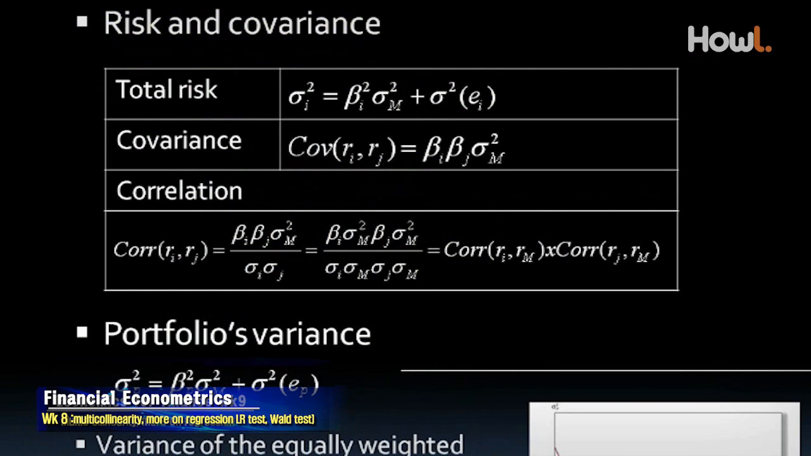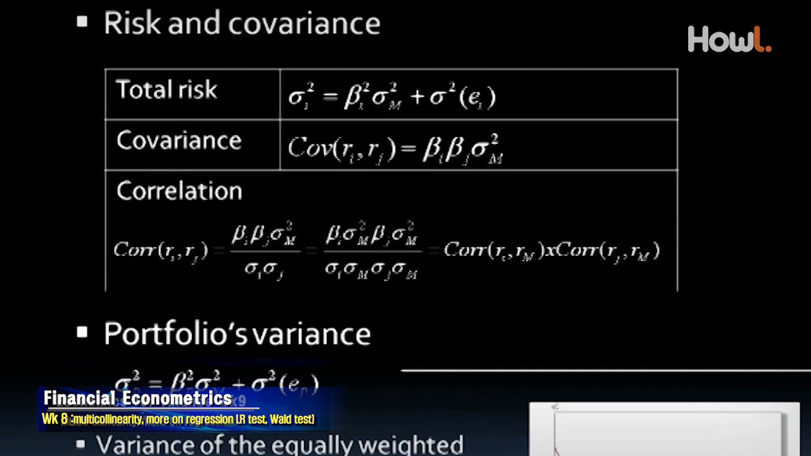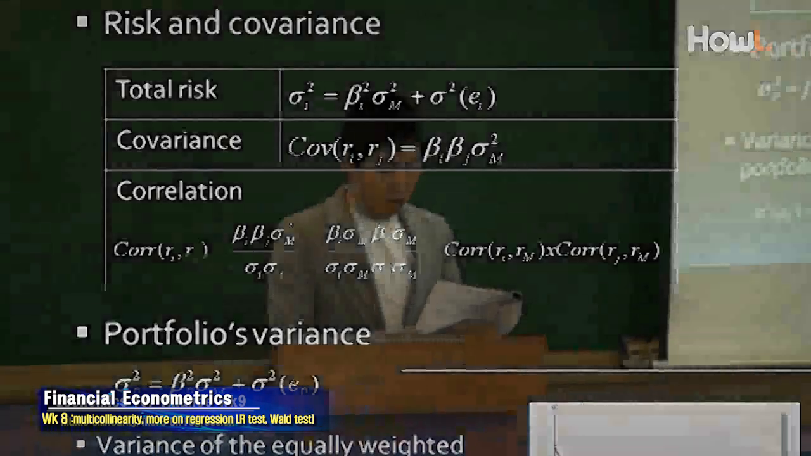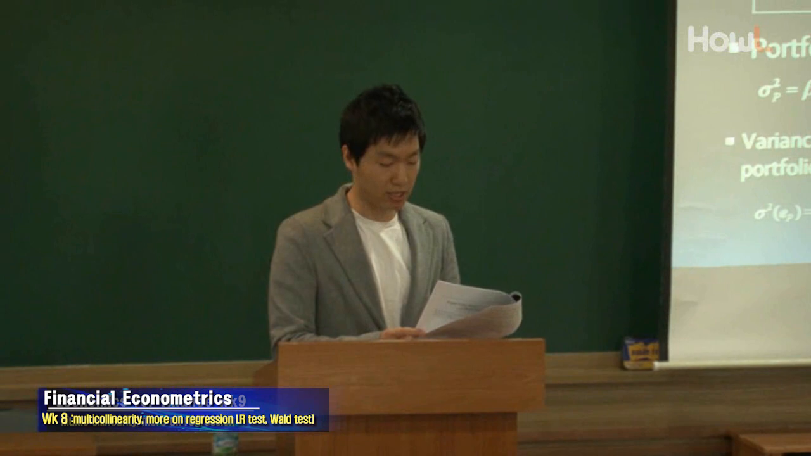And there's total risk, covariance, and correlations. Total risk is equal to systematic risk plus firm-specific risk. Covariance equals the product of the betas times the market index risk. And correlations equal the product of the correlations with the market index.